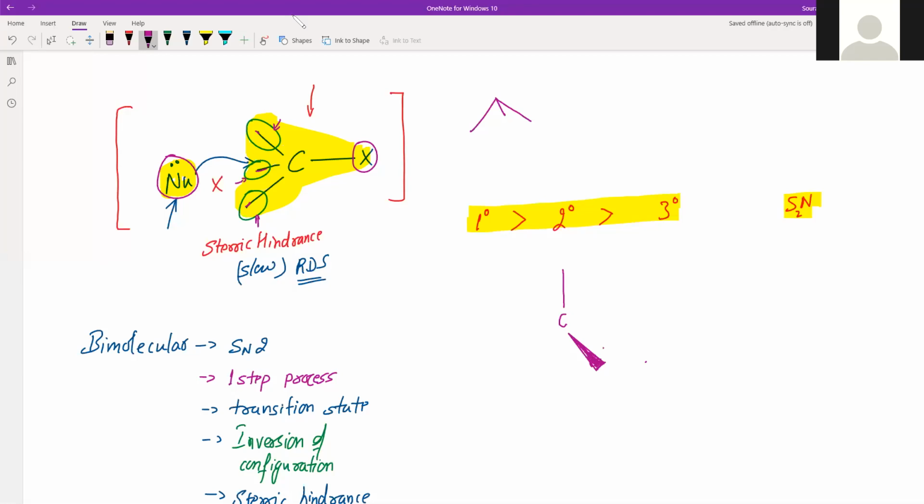So suppose this bond is made with hydrogen. This hydrogen is in the plane of the paper, and this hydrogen is coming towards you. And there will be the next one, the third one, which will be on the back side of the screen. The one which is on the back side of the screen, we are going to show by dashed lines.